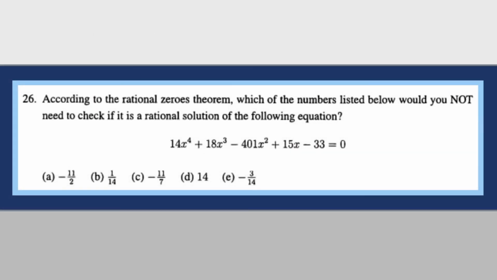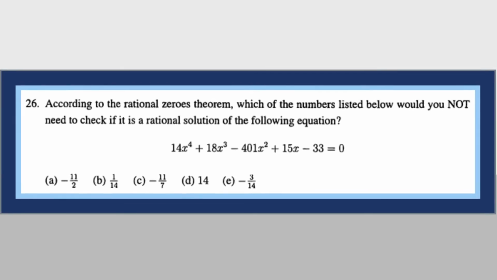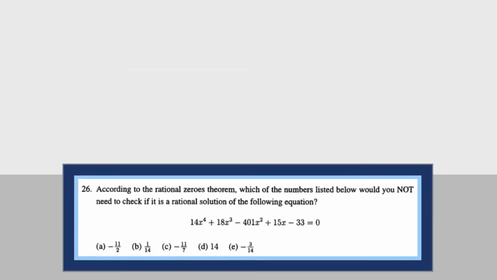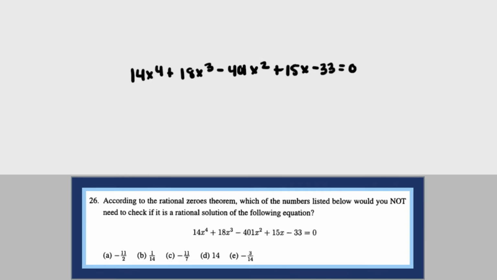Alright guys, so for number 26, it says, according to the rational zeros theorem, which of the numbers listed below would not need to check if it is a rational solution of the following equation? So we have 14x to the fourth plus 18x cubed minus 401x squared plus 15x minus 33 equals 0. So I'm going to write down this equation real quick. Alright guys, so I wrote down this equation and basically it wants to identify which of the following is not going to be a possibility of one of the solutions of this equation.